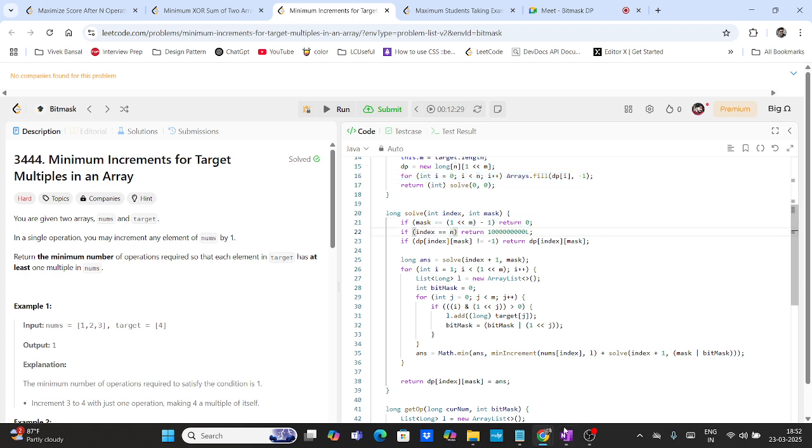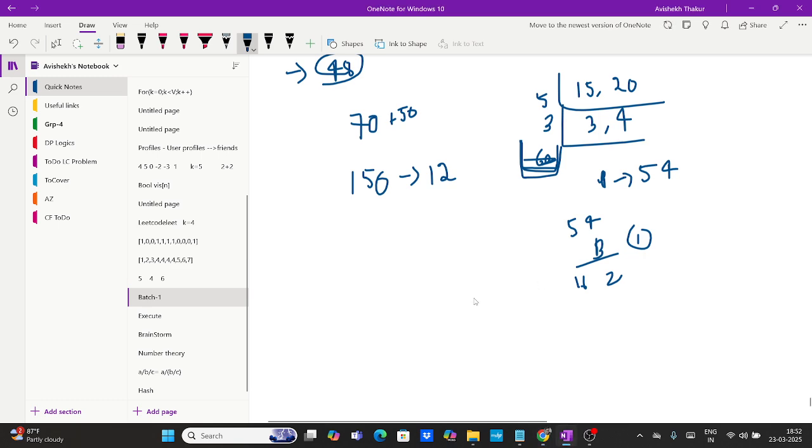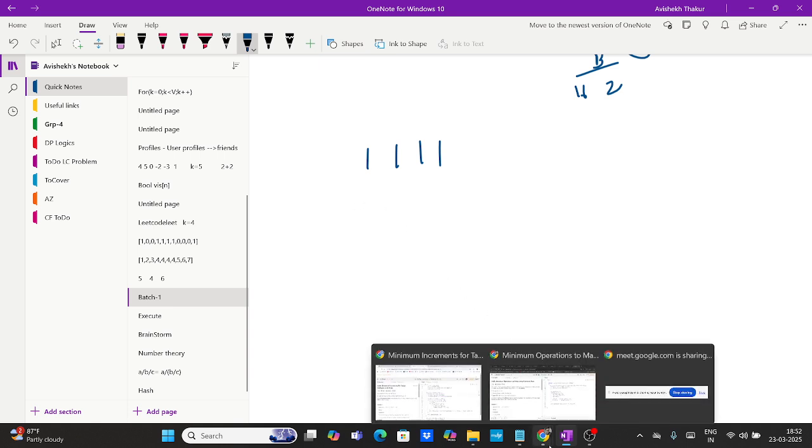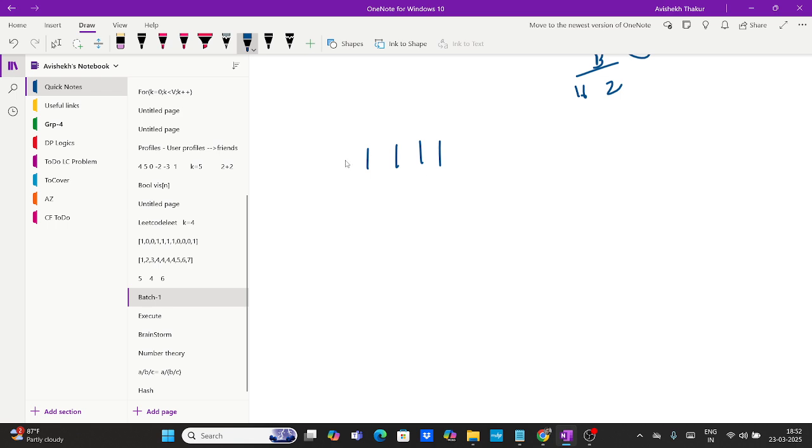Mask equal, okay, when is the recursion going to end? Can I say that if everything in this mask is 1, my process is done? I mean, all the elements are satisfied. Can I say that? Yes. Okay, so tell me this, how to check whether a number is of this form?